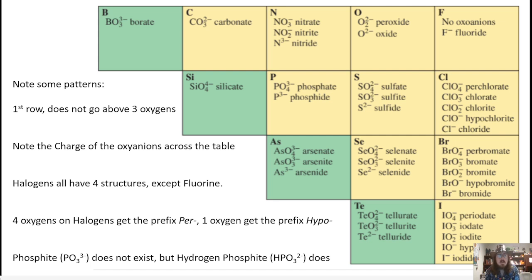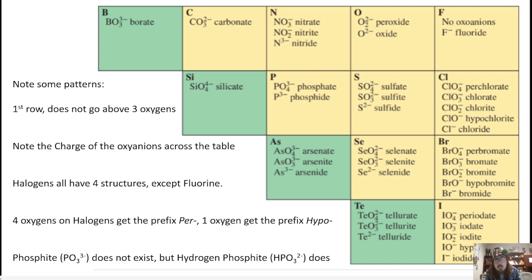There is a note that phosphite technically should exist but does not exist by itself. But it can exist when hydrogen is involved. So we do see a hydrogen phosphite, and we'll talk about that in the next slide. But just note that phosphite should technically exist, and it's just PO3 3 minus.